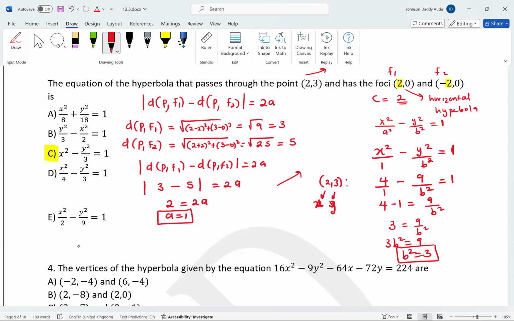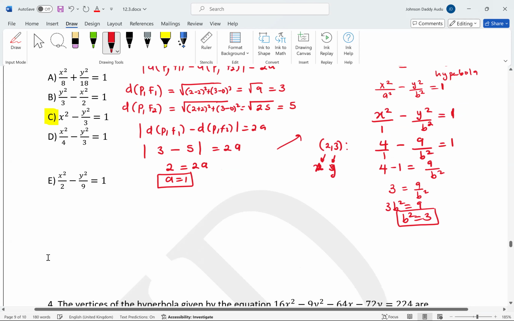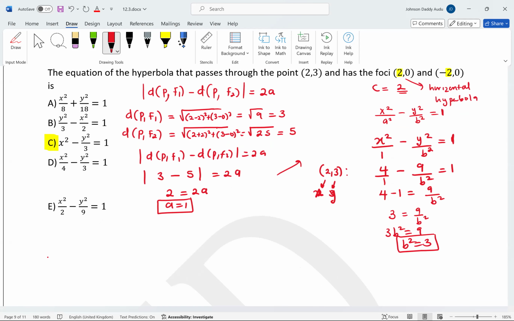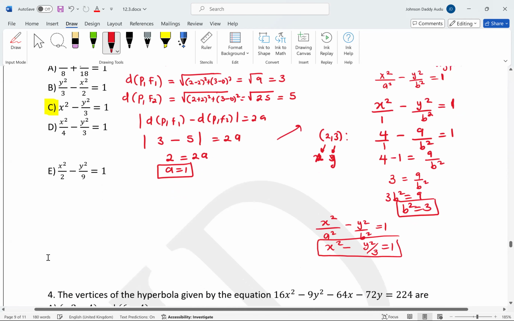So we have A, now we have B, right? Remember, we are looking for something like this: x squared over a squared minus y squared over b squared is equal to 1. We know that a is equal to 1. So we just have x squared minus y squared over 3 is equal to 1. So this is the equation, and that is C. Right.